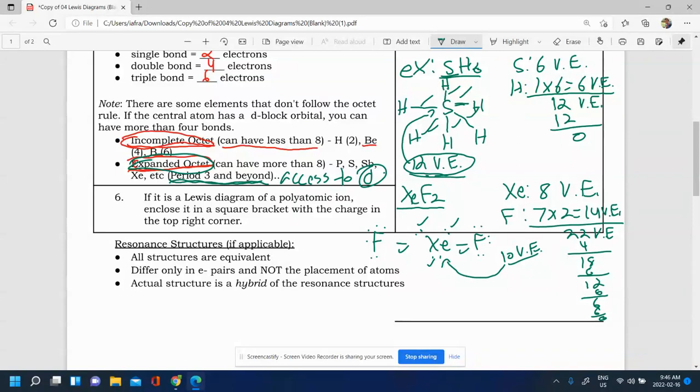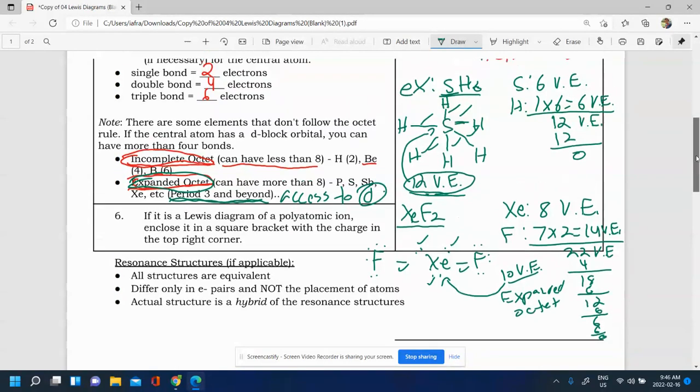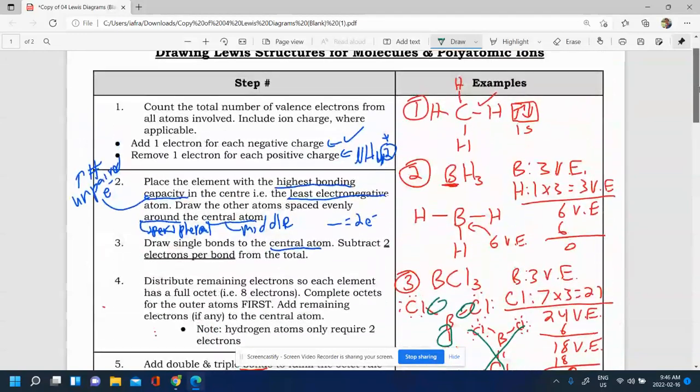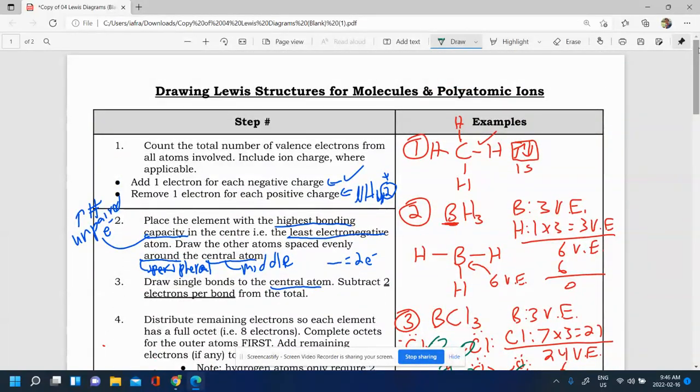So what exception is this? It's more than 8. This is an example of an expanded octet. So again, if you're in period 3 and beyond, you can have expanded octets. Don't give expanded octets to anything below period 3. So if you have carbon and you do 1, 2, 3, 4, so let's say you have this going on here, and then somehow you have another bond over here with something else here. If you have these 5 bonds, this is 8 there plus this, that's 10. This would be wrong.